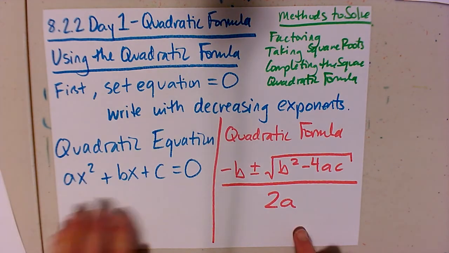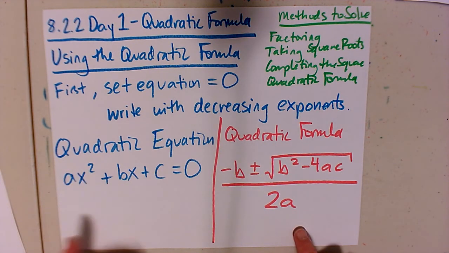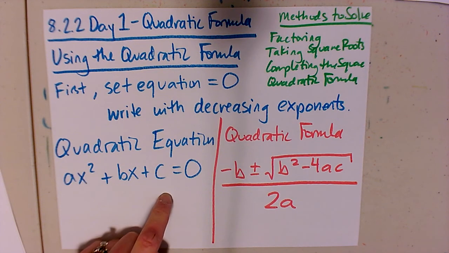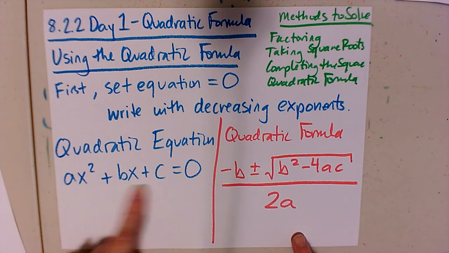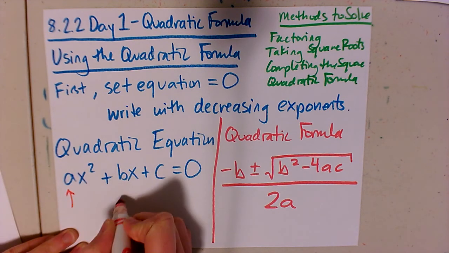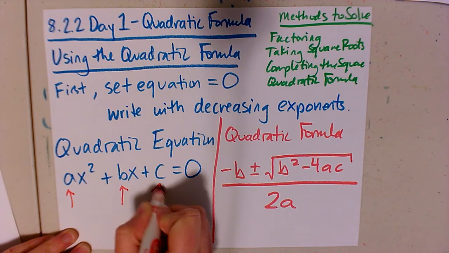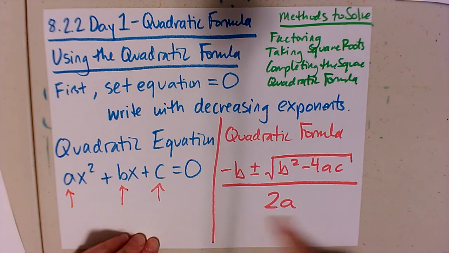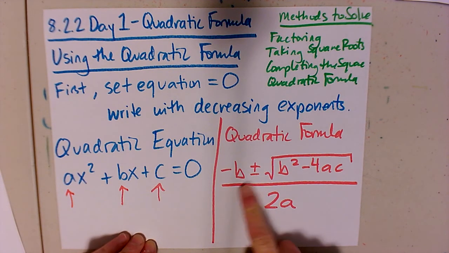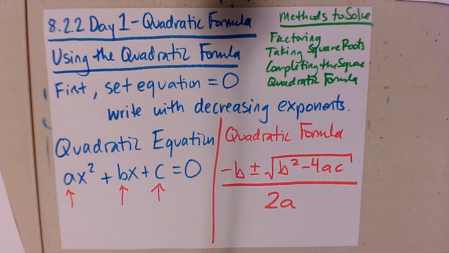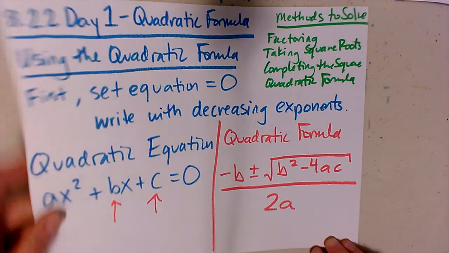If everything is set up like this and your exponents are going downhill, 2, 1, and then your constant term, you can take these numbers: whatever is in front of your x squared, whatever is in front of your x, and your constant term. You plug them into this formula, negative b plus or minus the square root of b squared minus 4ac all over 2a. You solve that and you get your 2 solutions. So we're going to go ahead and run through that classwork now, and we'll talk about the discriminant later.